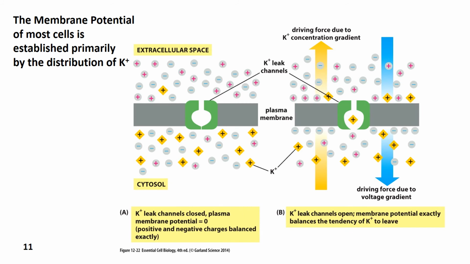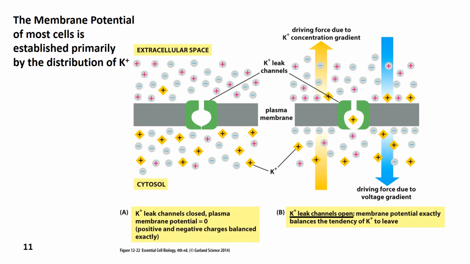The charge difference or membrane potential across the plasma membrane of most cells is primarily due to the movement of potassium ions. That movement is going to be from inside of the cell, where potassium is more highly concentrated, to the extracellular environment where potassium is in low concentration. That movement will be through potassium leak channels, potassium channels that are open, allowing for potassium to move freely across the membrane.